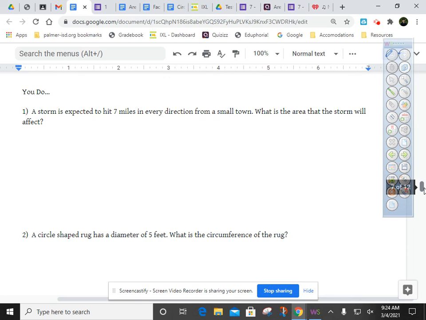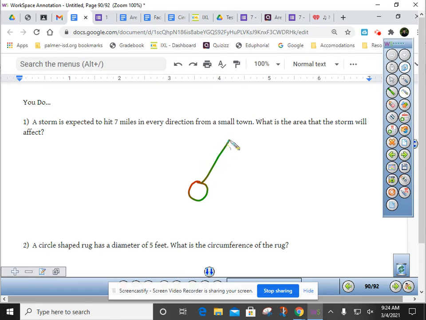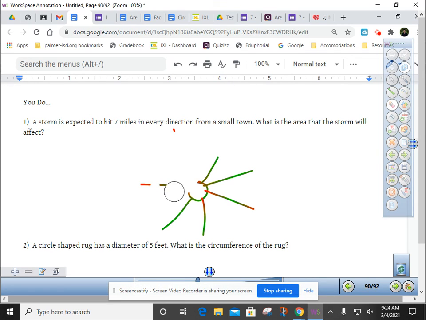So I want you to work right now on pages 7 and 8, but I want to look at number 1 with you. A storm is expected to hit 7 miles in every direction from a small town. What is the area that the storm will affect? So what do you think 7 represents? It's the radius. 7 miles in every direction. So if this is Palmer, the storm is going to hit 7 miles that way, in every direction. So 7 is the radius.